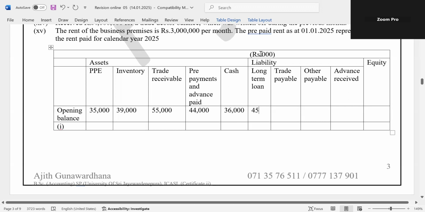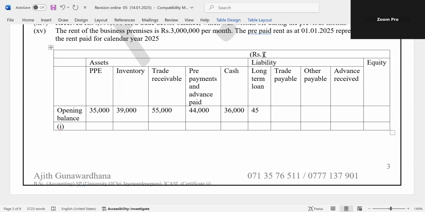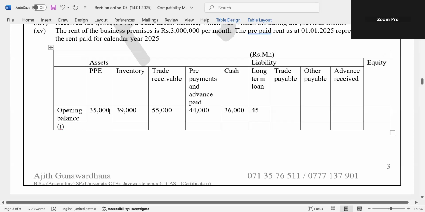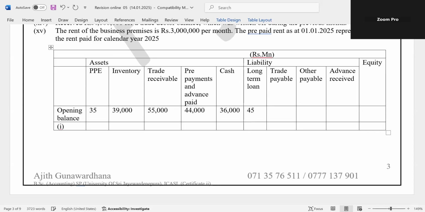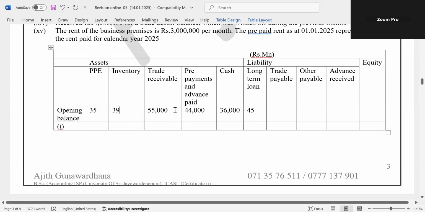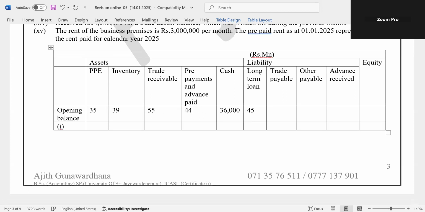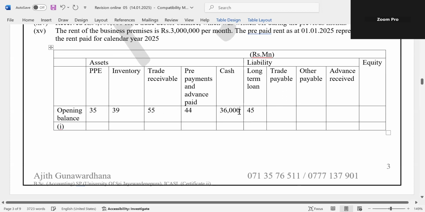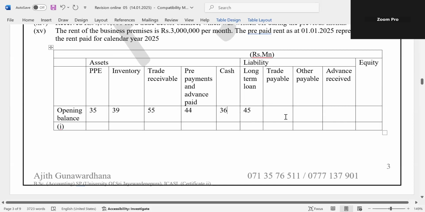60 can be cut. To maintain understandability, rupees in million, and given the rupee value, further 30 can be cut. 35, 39, 55. Record values in million. Given values in 1000 in the opening balance, further 30 can be cut.